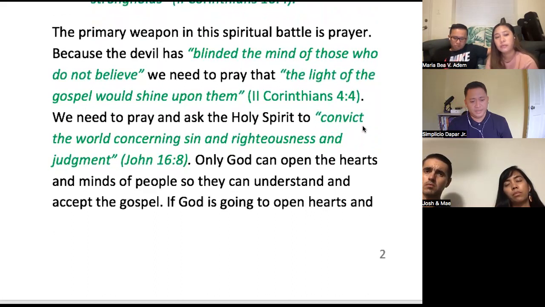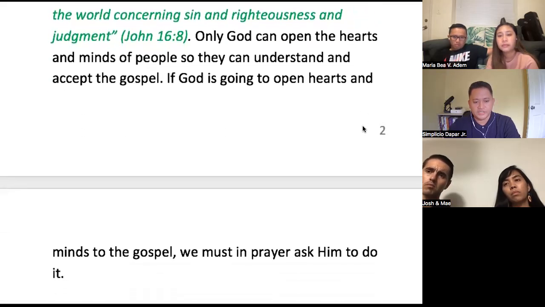We need to pray that the light of the gospel would shine upon them, 2 Corinthians 4:4. And we need to pray and ask the Holy Spirit to convict the world concerning sin and righteousness and judgment, John 16:8. So only God can open the hearts and minds of the people so they can understand and accept the gospel. If God is going to open hearts and minds to the gospel, then we must, in prayer, ask him to do it.